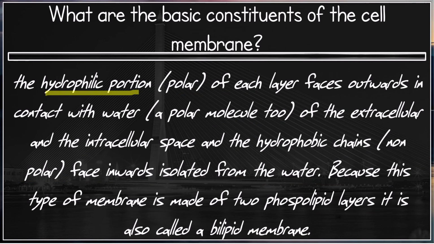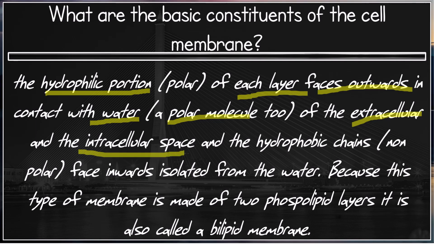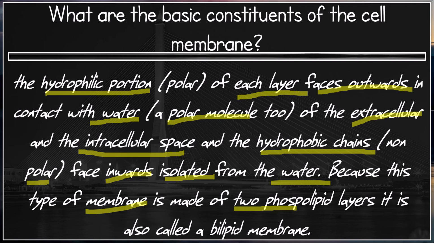The hydrophilic portion, which is polar, of each layer faces outwards in contact with water, a polar molecule too, of the extracellular and intracellular space. And the hydrophobic chain, which is nonpolar, faces inward, isolated from the water. Because this type of membrane is made up of two phospholipid layers, it is also called a bilipid membrane.